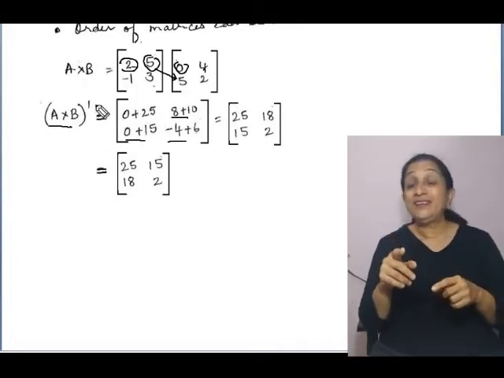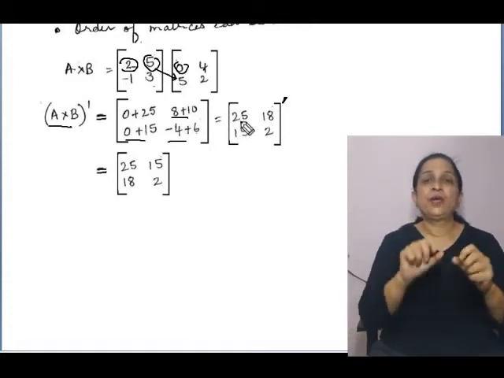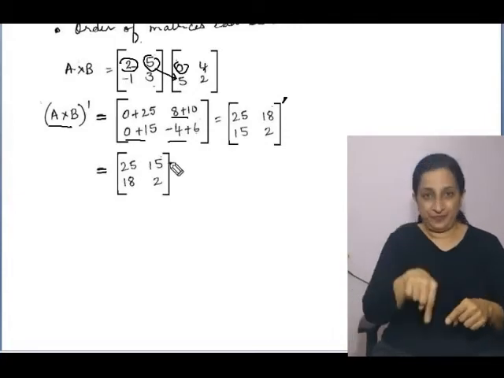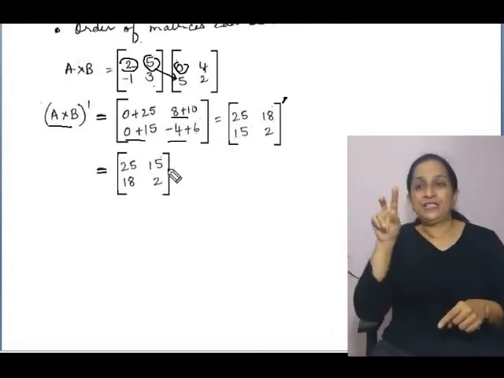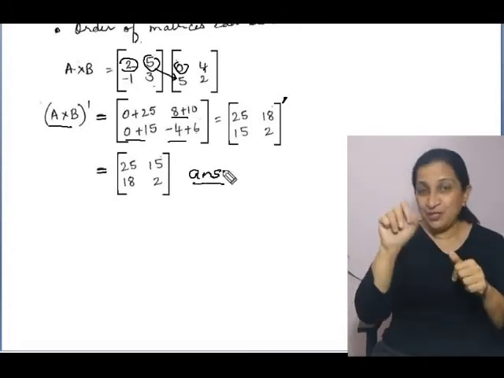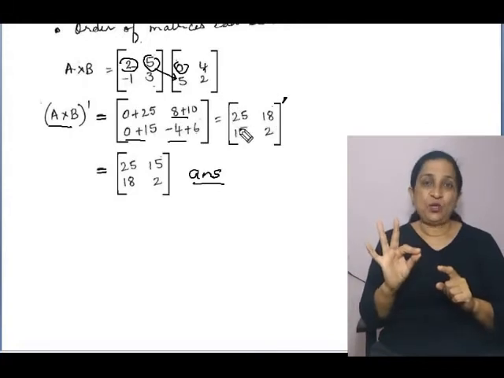And if you want to find the dash of this, then the row becomes the column, that is 25 18 and 15 2, the other row becomes the other column. This is the answer. Wherever dash is given, you remember row becomes column.